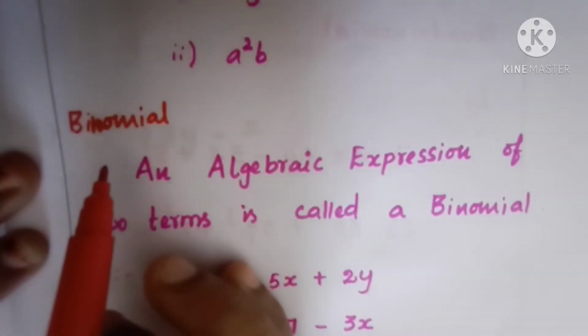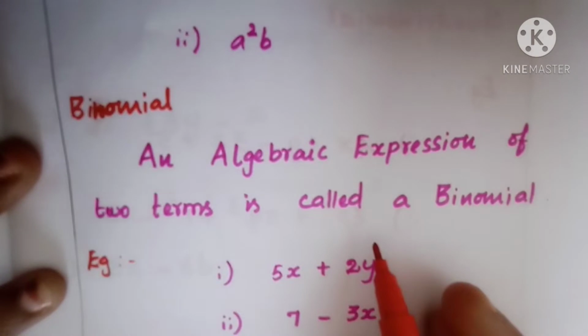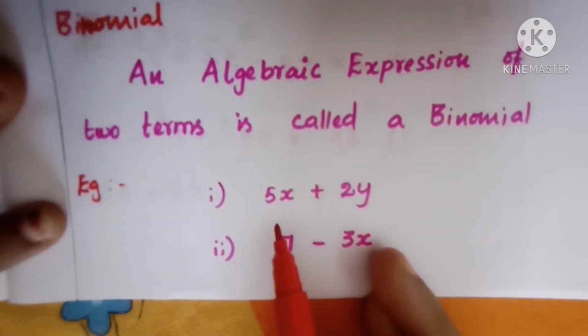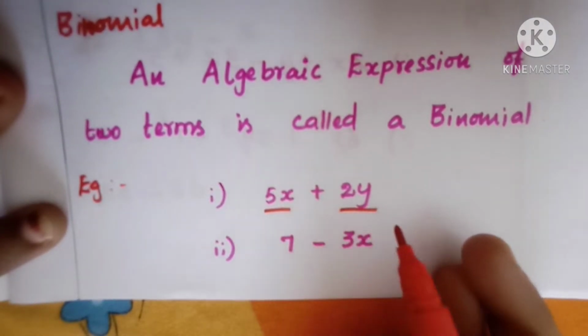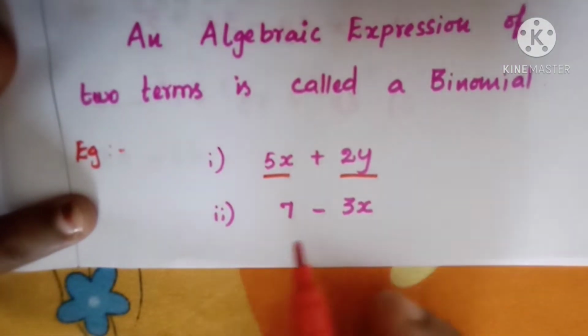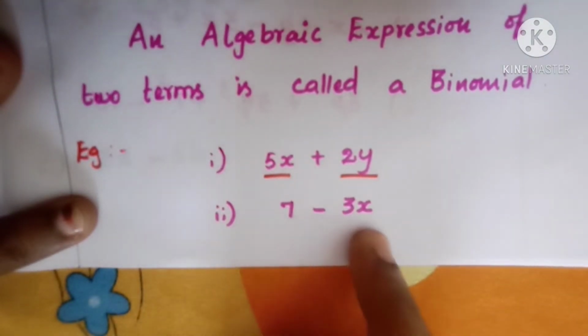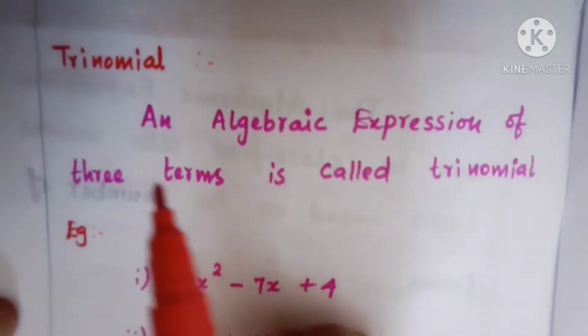Second, binomial. An algebraic expression of two terms is called a binomial. Example 5x plus 2y. Totally it has two terms. And second sum 7 minus 3x. It has also two terms. So they are called as binomial.